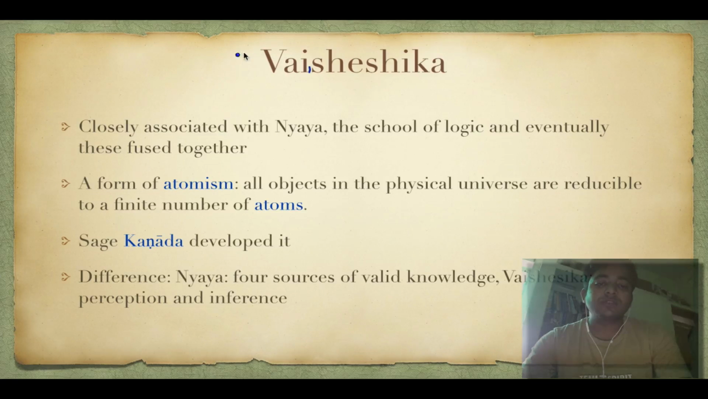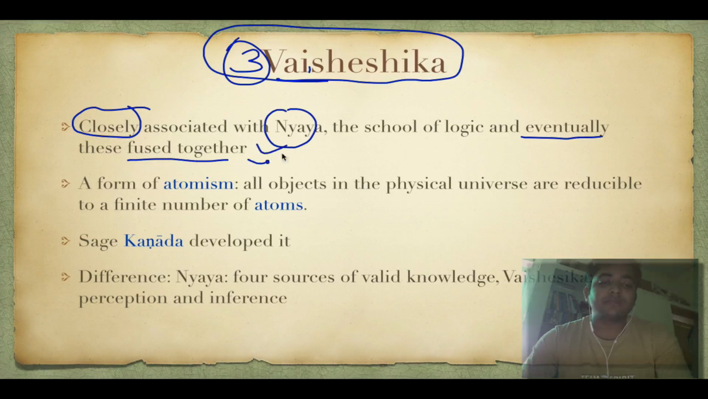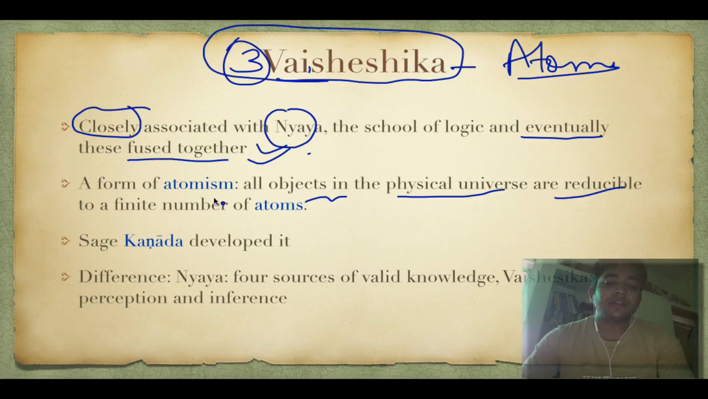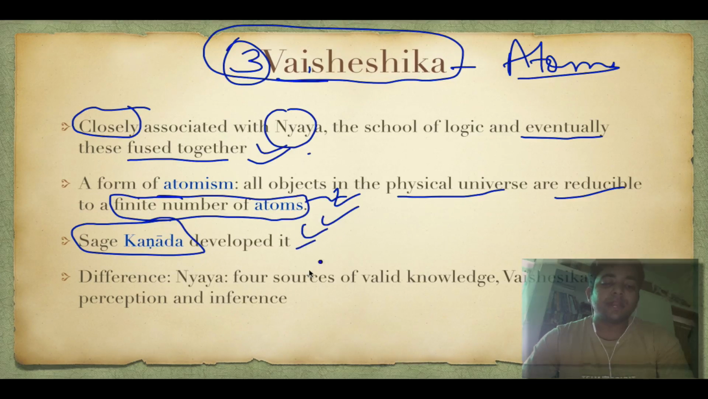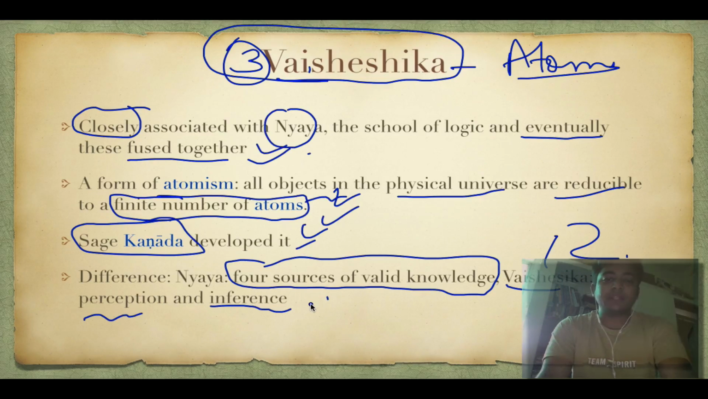So we move on to our third school of the day, that is Vaisheshika. Not much important, just remember this. It is closely associated with Nyaya school and eventually they fuse together. Vaisheshika literally means atom, that is infinitely small, which cannot be divided further. So all objects in the physical universe are reducible to a finite number of atoms. Sage Kanad developed it. What is the difference between Nyaya and Vaisheshika? Nyaya talks about four sources of valid knowledge, while Vaisheshika just talks about two, that is perception and inference. Not very important, but just remember they fuse together with Nyaya school and believe in only two sources of valid knowledge.